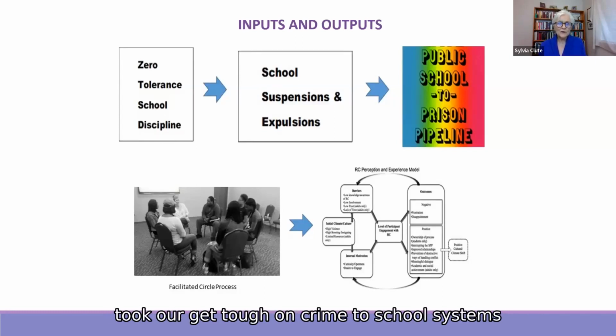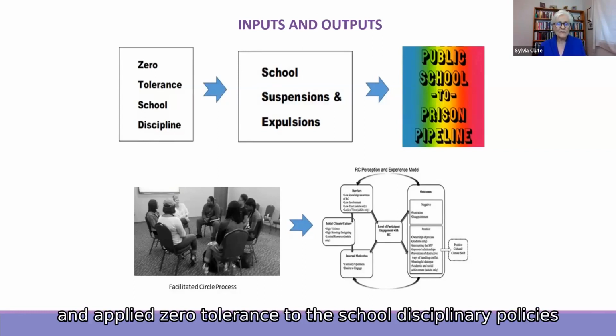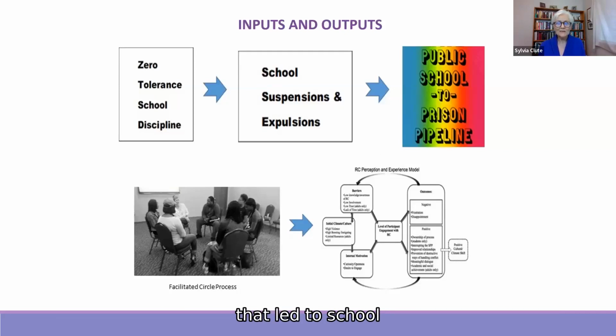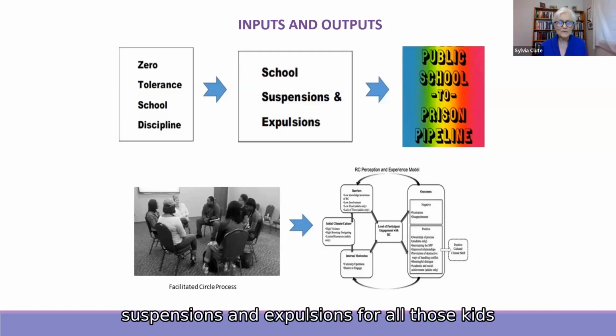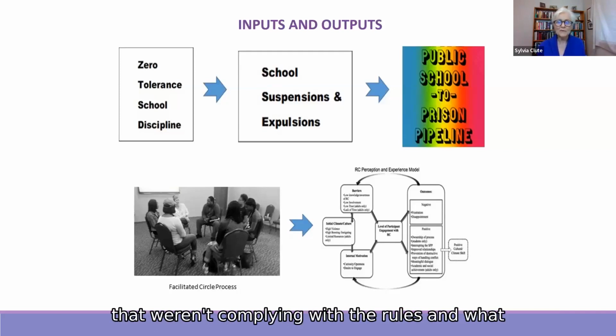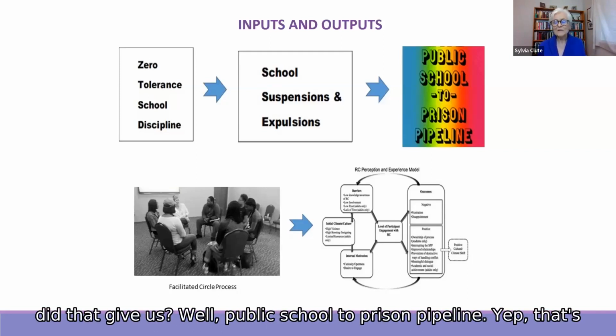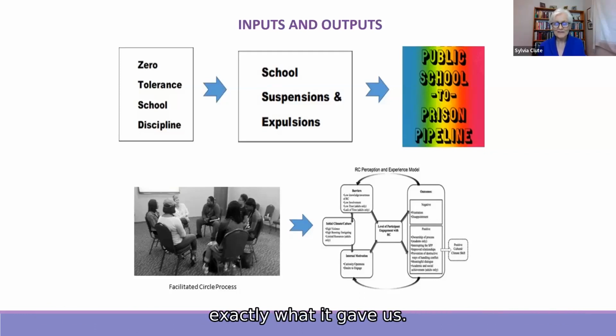So when we took our Get Tough on Crime to school systems and applied zero tolerance to the school disciplinary policies, that led to school suspensions and expulsions for all those kids that weren't complying with the rules. And what did that give us? Well, the public school to prison pipeline. Yep, that's exactly what it gave us.